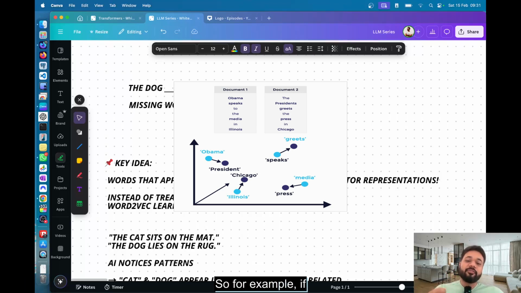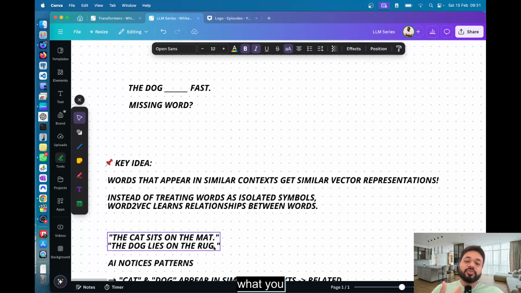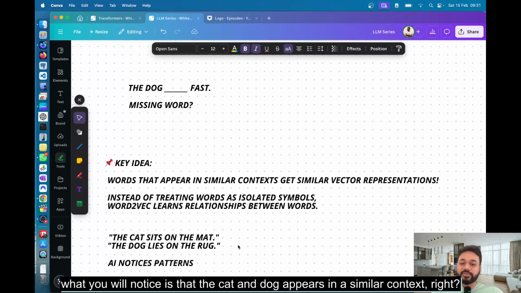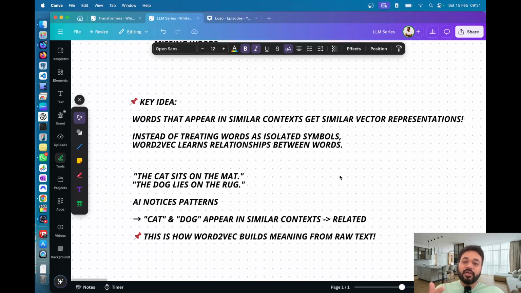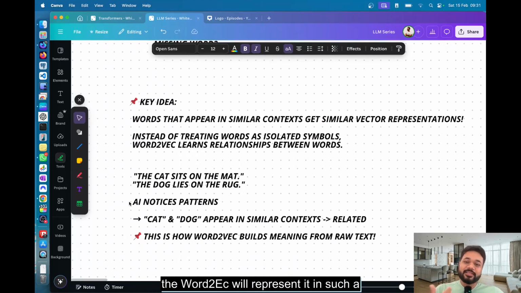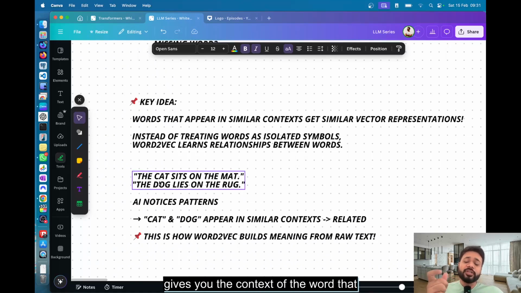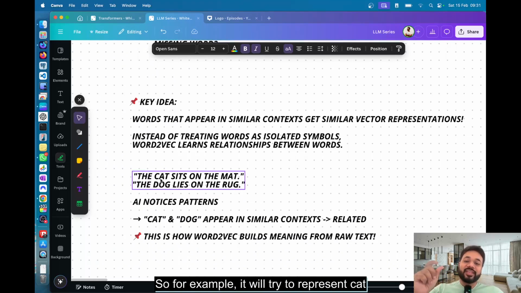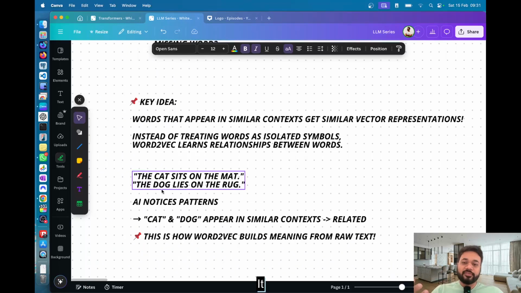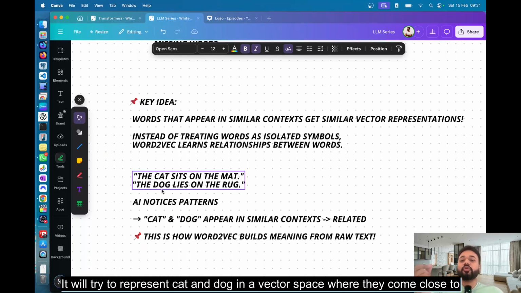So, for example, if I have the cat sat on the mat and the dog lies on the rug, what you will notice is that the cat and dog appear in a similar context, right? So that's why they must be related. Therefore, the Word2Vec will represent it in such a way that the meaning from the raw text gives you the context of the word that it is being used in, right? So for example, looking at a lot of sentences, it will try to represent cat and dog in a vector space where they come close to each other, right?